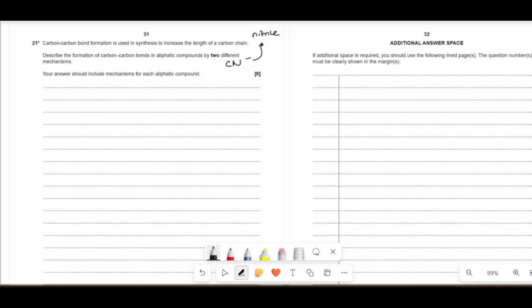So you should be thinking about possible ways of doing things with nitriles. So one of the things nitriles can do is it can act as a nucleophile.